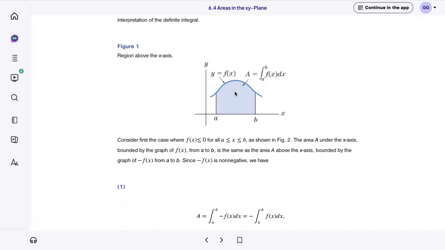Right? We talked about previous sections. We have functions like this. So the blue line represents the graph of function f. This graph.